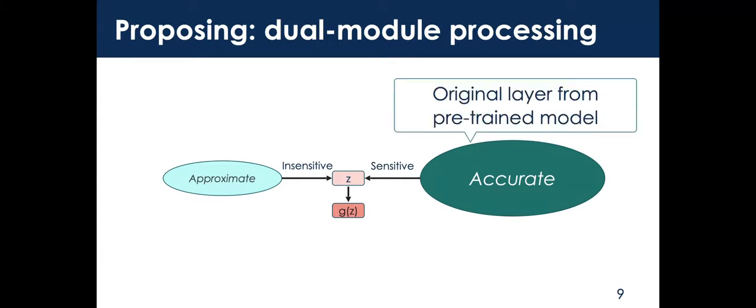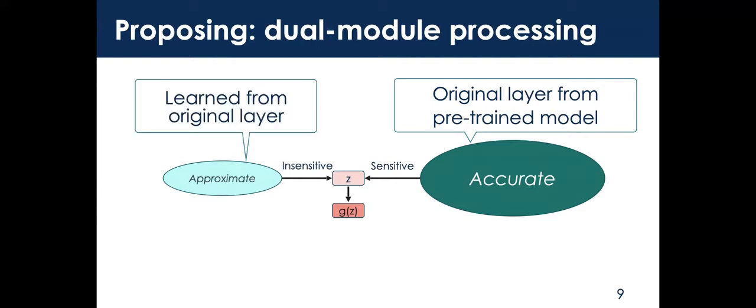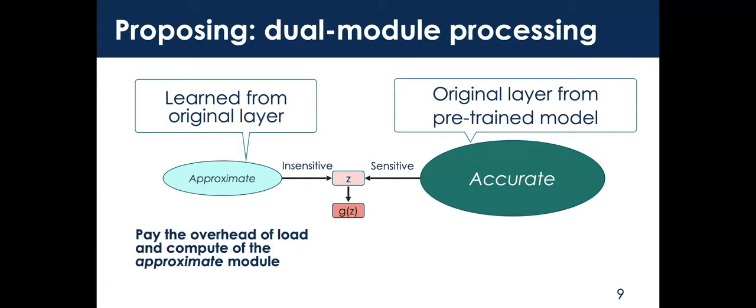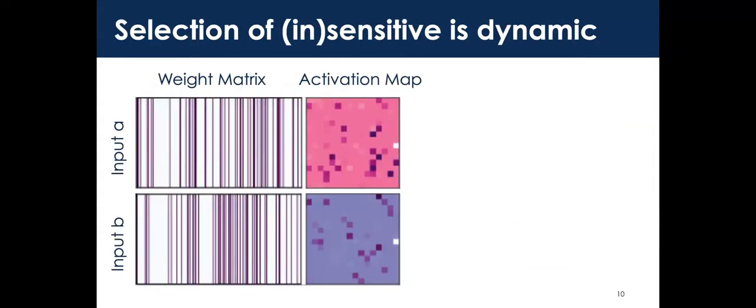Given a layer from a pre-trained model, we refer to it as the accurate module. And we learn the approximate module from the original layer. At inference time, we pay very little overhead to load and compute the approximate modules, but we can save the expensive compute and memory load of the accurate module.